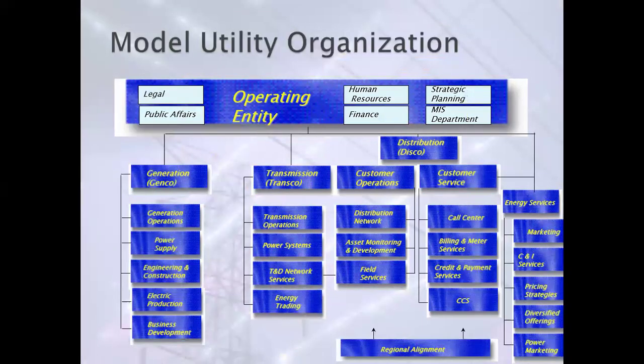If we look at the whole end-to-end model of a utility organization, it is very complex and very vast. You can see there are the generation company, the transmission company, then energy services, marketing, customer and information services, pricing strategy, diversifying offer, and power marketing. All these segments can be one organization or one company, and to operate them you have an operating entity. Everything will be divided into different segments, so in a deregulated market you will have a different company for each type of role.